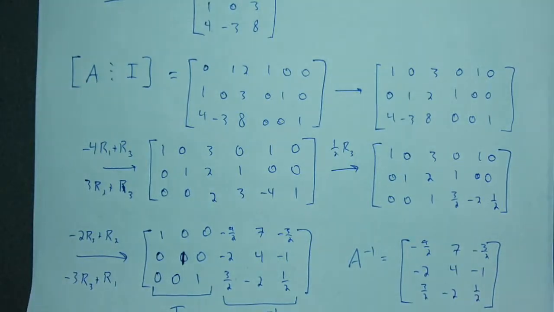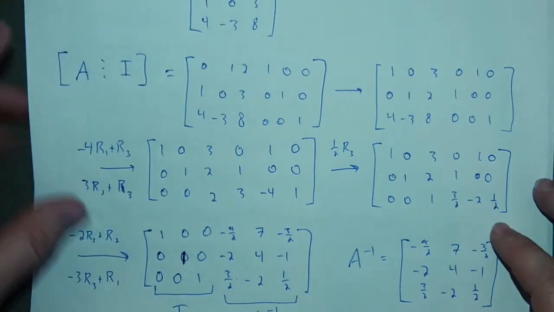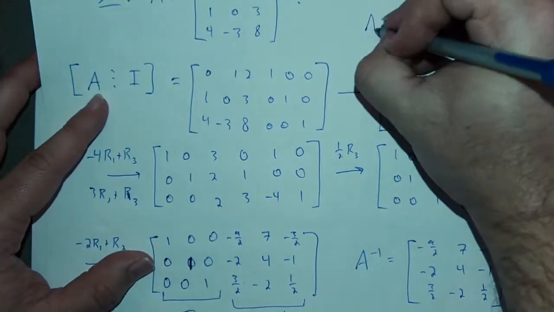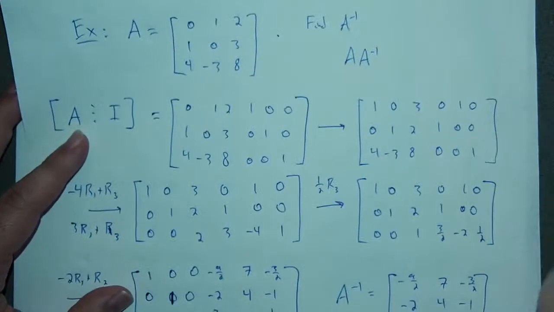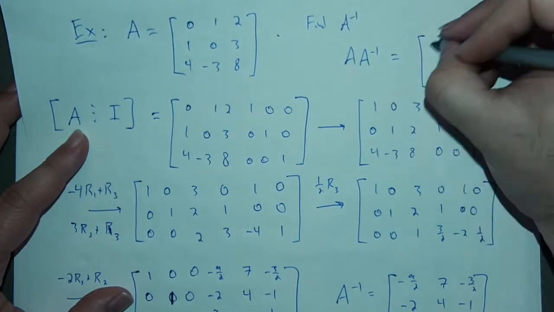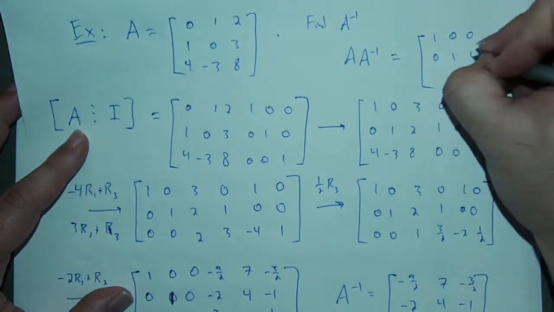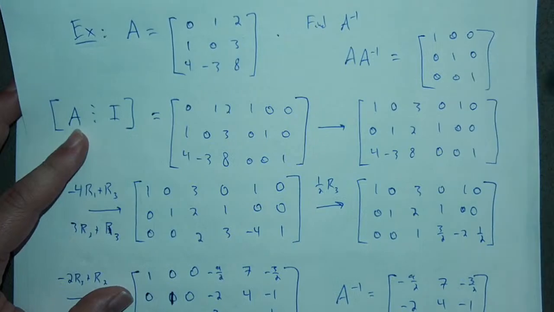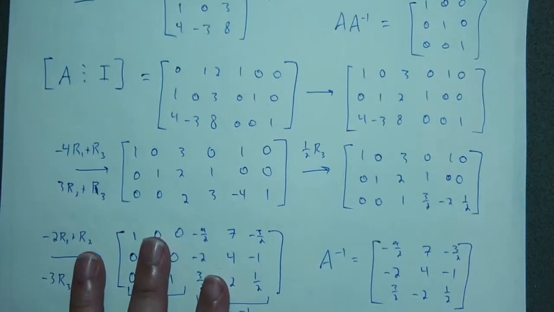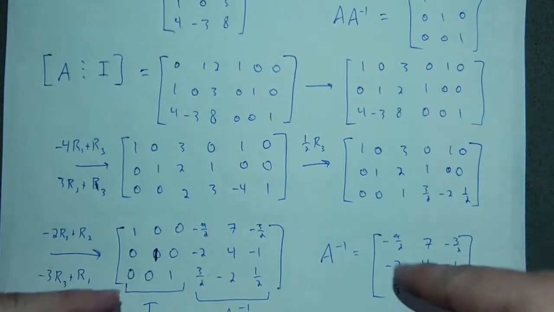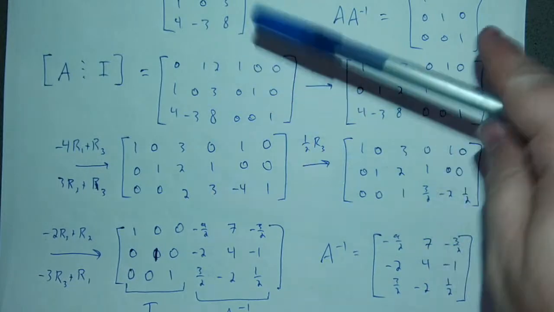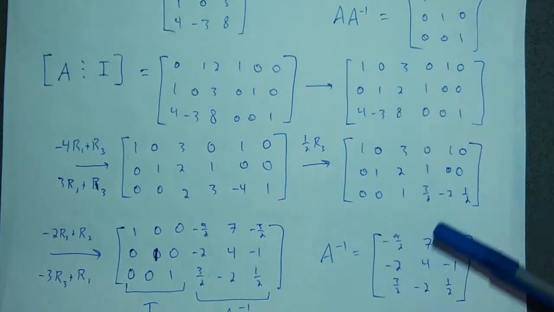Okay. So you can actually check if you wanted to. I'm not going to check this, but if you wanted to, you could check that A times A inverse is equal to the identity. So A times A inverse is equal to 1, 0, 0, 0, 1, 0, 0, 0, 1. Right. Okay, so this is the process. Once you have seen this done once, this is how it always is.